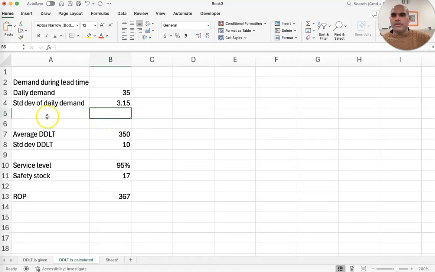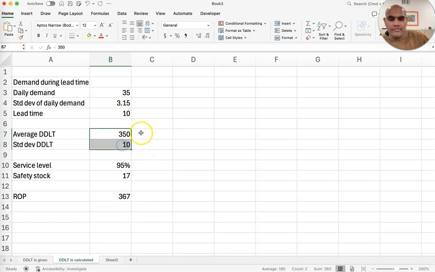And one last thing is, let's say the lead time is 10 days. Now, so if daily demand is 35, standard deviation of daily demand is 3.15, and lead time is 10 days, how do we calculate? So the average demand during lead time and standard deviation of demand during lead time are not known. How do we calculate these numbers?